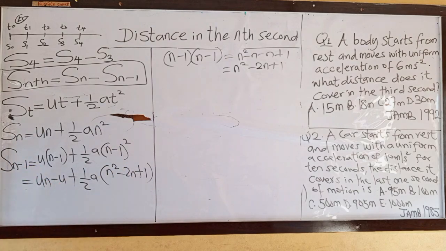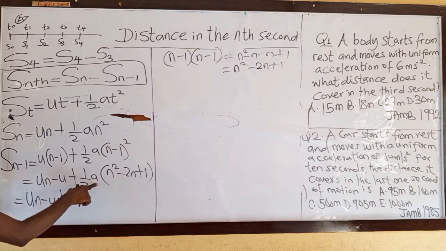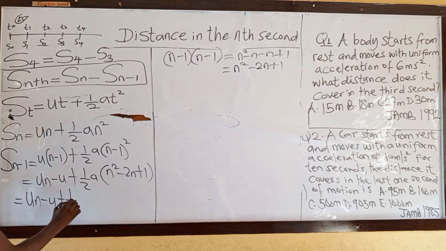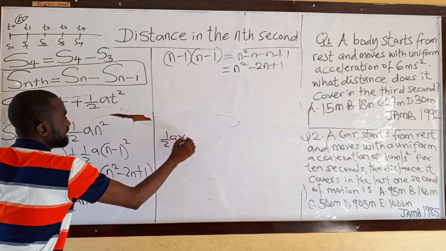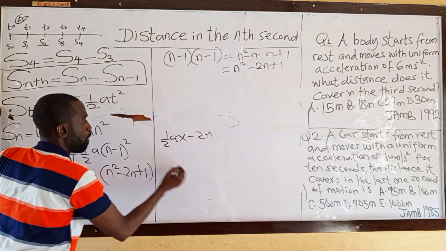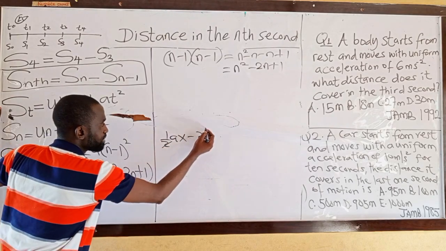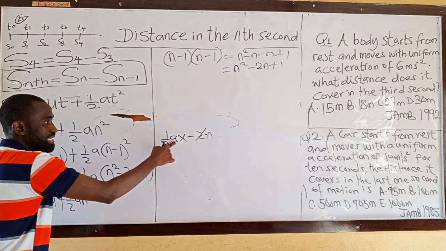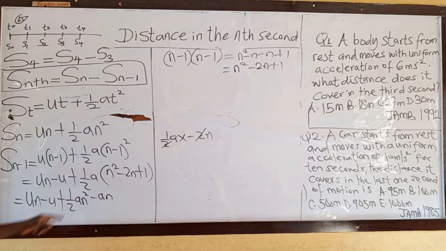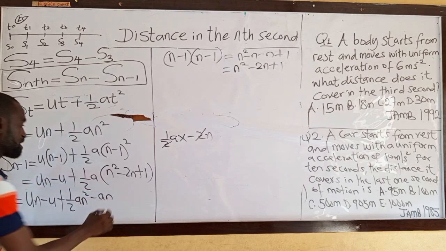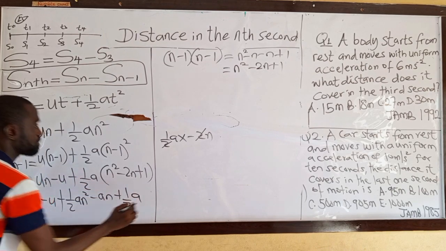Let us open it all. So now we have un minus u, plus half a times n squared, half an squared, half a times minus 2n, the 2s cancel out, so we have a times minus n. This becomes minus an. The last one, half a times plus 1, so plus half a.